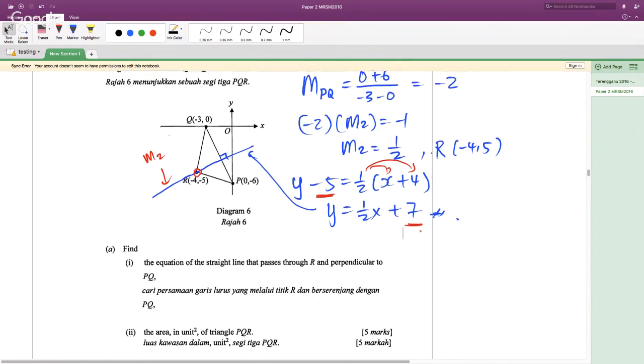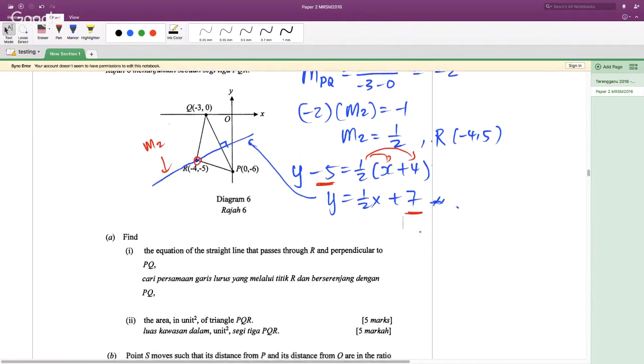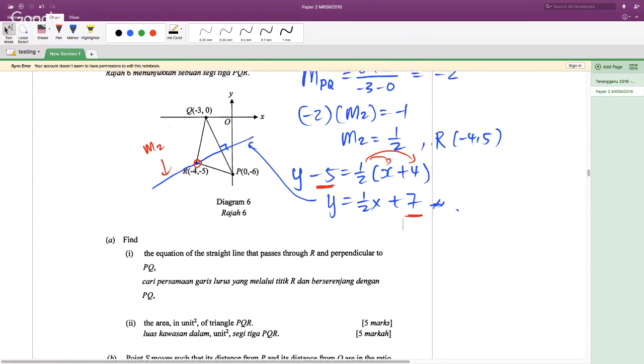So the area of P, Q, and R. Basically you just use the area formula. Area is equal to half. Then you substitute the coordinates P, Q, and R, and repeat the first coordinate P. P is 0, negative 6. Q is negative 3, 0. And R is negative 4, negative 5.